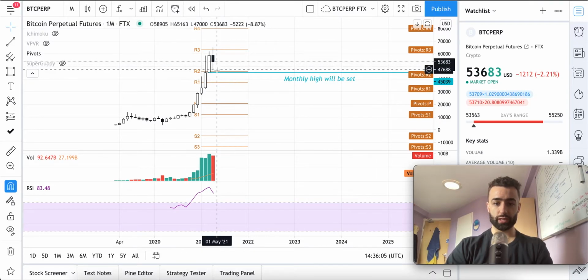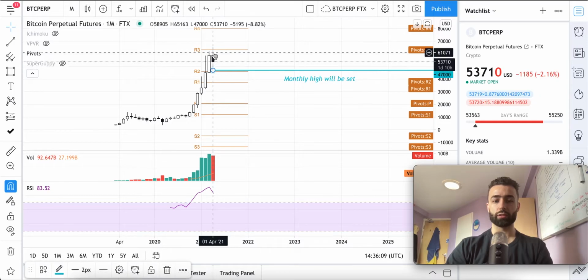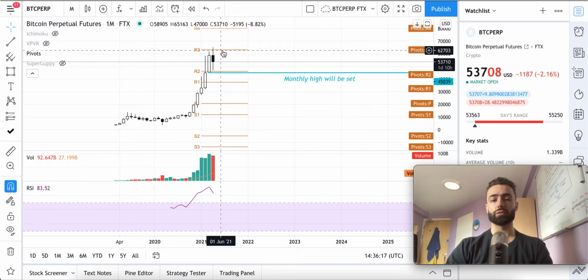If we close this candle without breaking this blue line, the blue line then shifts for the next month to the low of this candle, and we wait to see if that gets broken, signifying that this is a high. So the monthly resistance level we're running into is this pivot R3 level, and that's up here at about 63.3.